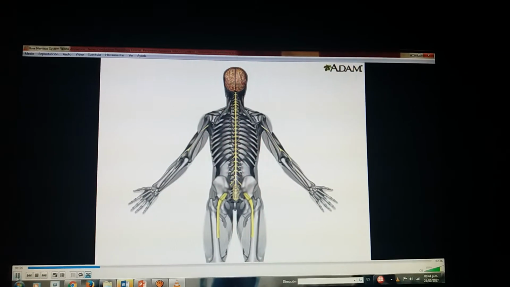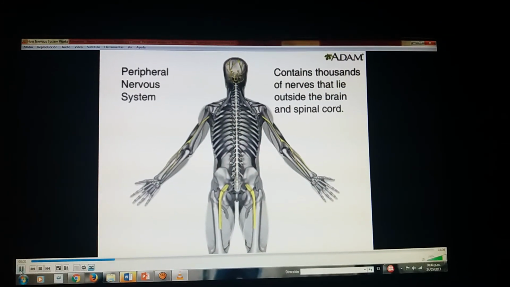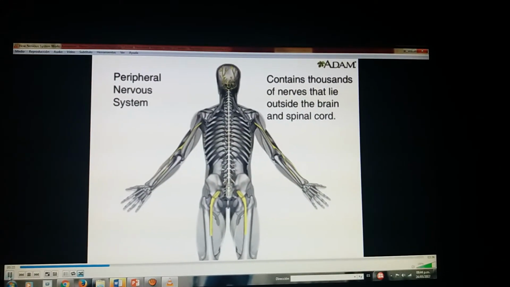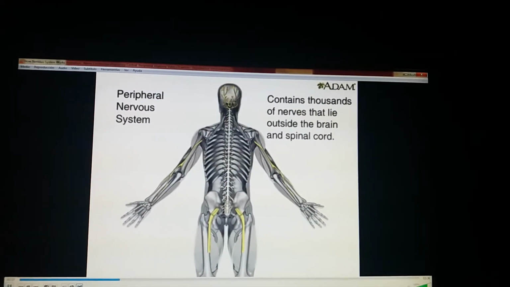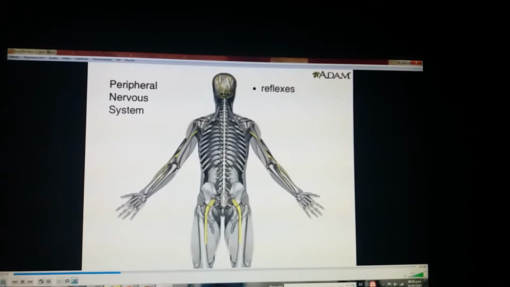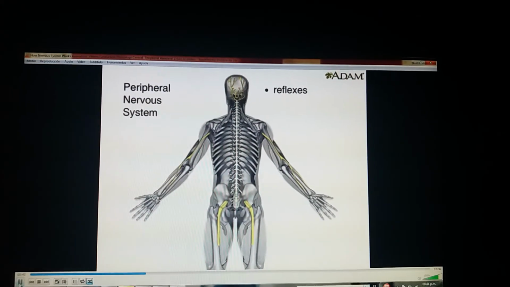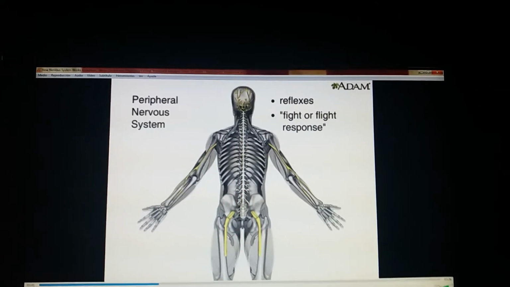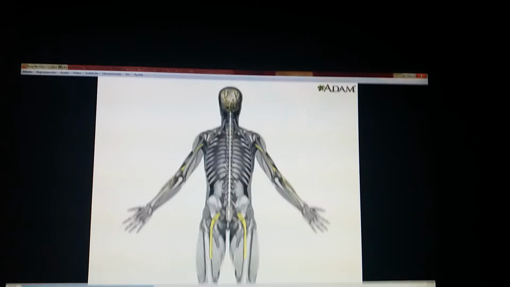The other part is the peripheral nervous system. It consists of thousands of nerves that connect the spinal cord to muscles and sensory receptors. The peripheral nervous system is responsible for reflexes, which help the body avoid serious injury. It's also responsible for the fight or flight response that helps protect you when you feel stress or danger.